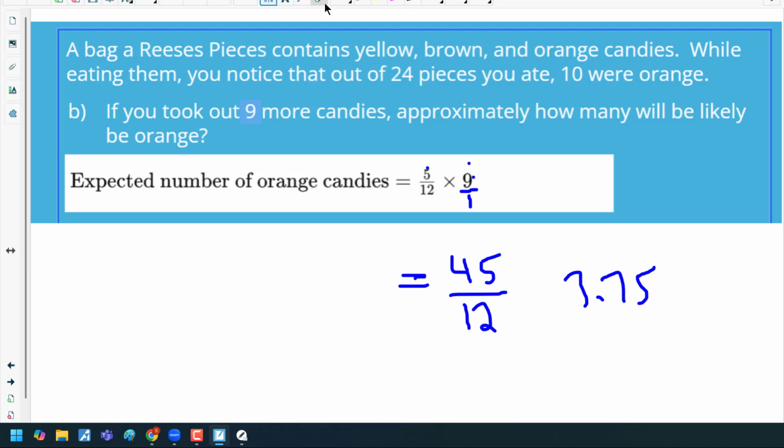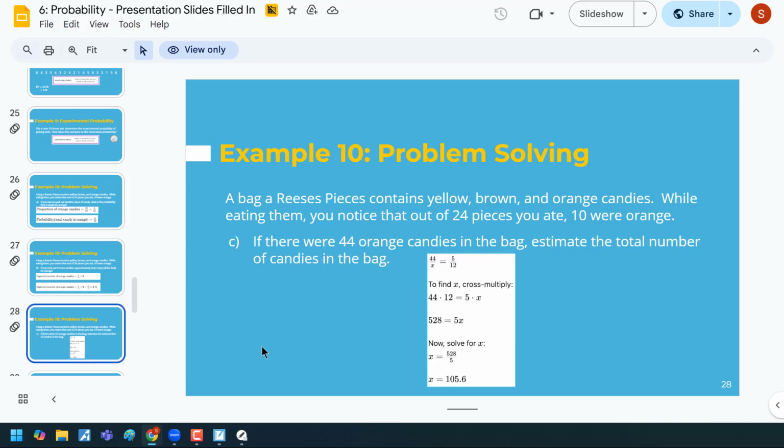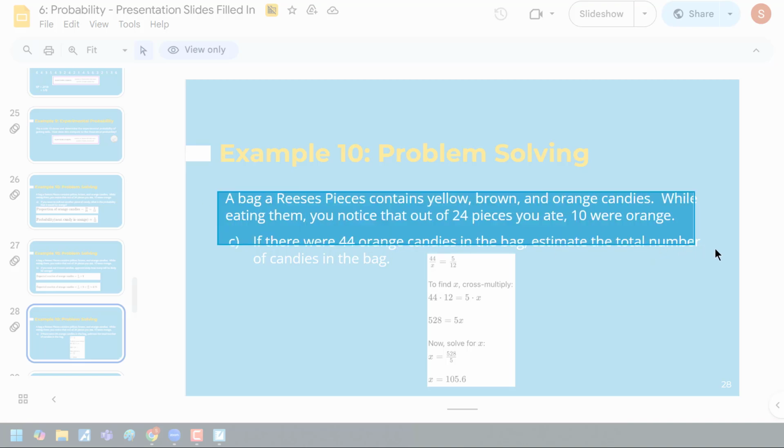Can be wrong because no one can predict the future. Probabilities are just that. They're probabilities. They try their best to predict the future, but they're not always 100% right.